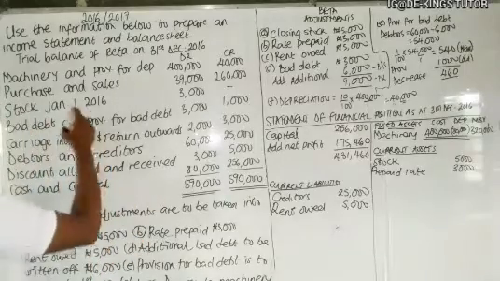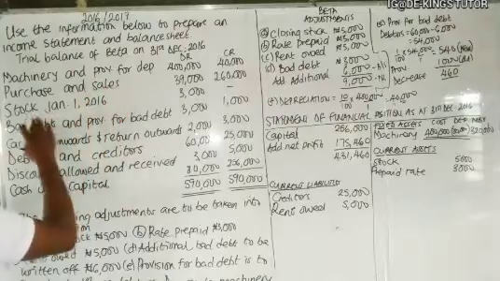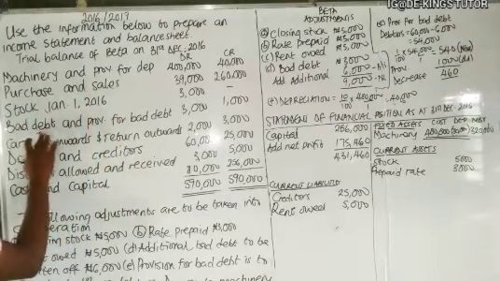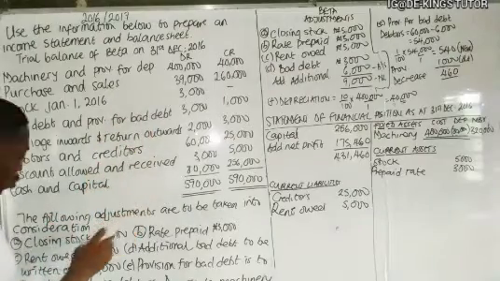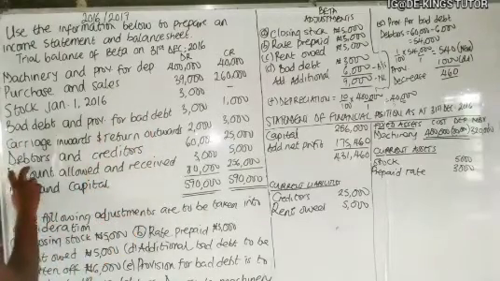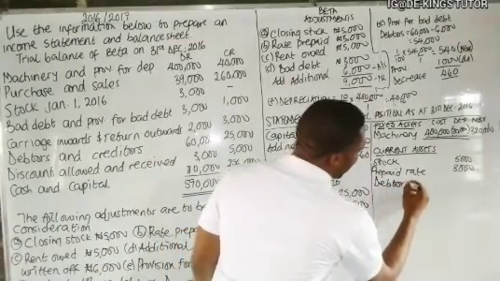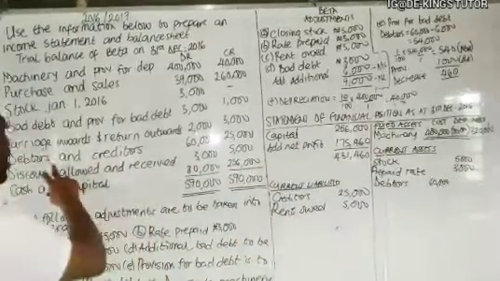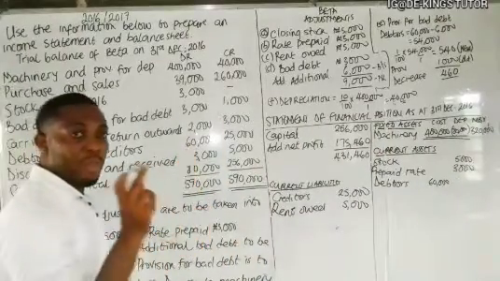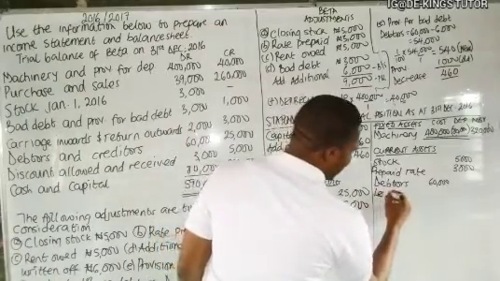We've recorded machinery, purchases and sales, trading account, stock, trading account, bad debt and provision for bad debt. Now with this provision for bad debt, we have to take cognizance of our debtors. Let's record debtors. Our debtors is 60,000. Remember, our debtors is 60,000, but we're going to less our bad debt.